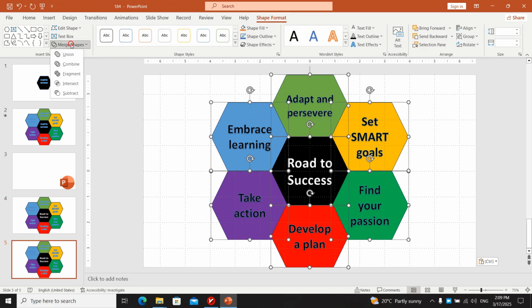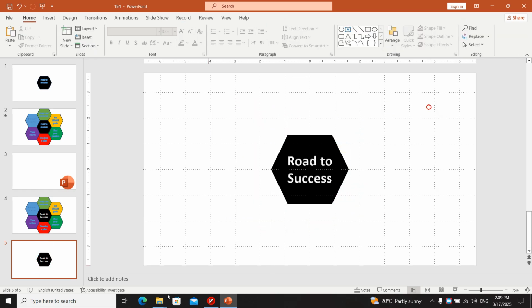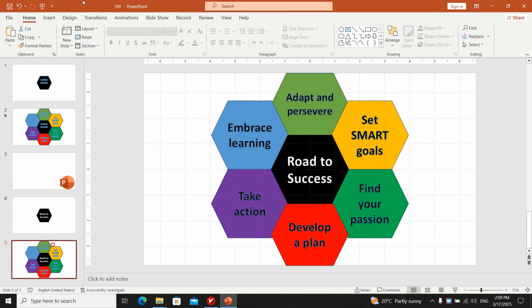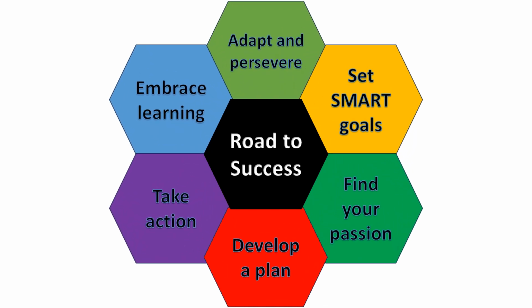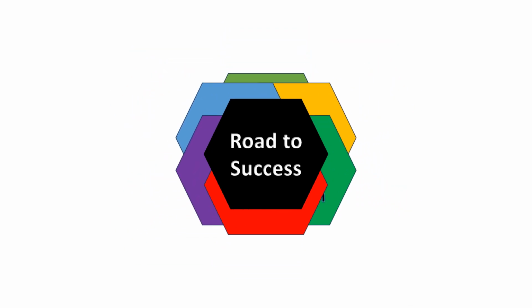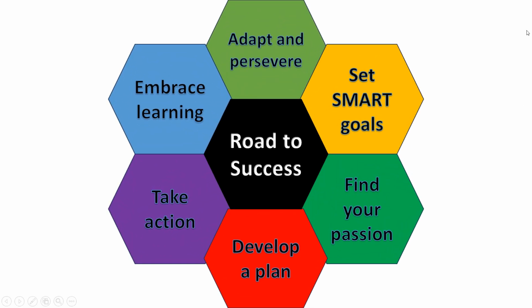Now we copy the slide, simply select all of them with Ctrl A, go here and align them center and align them middle. Now just set the transition to morph. Let's see how our slide looks. You see, it's pretty amazing. I really like how beautiful it looks.